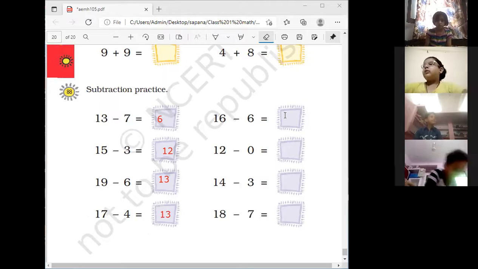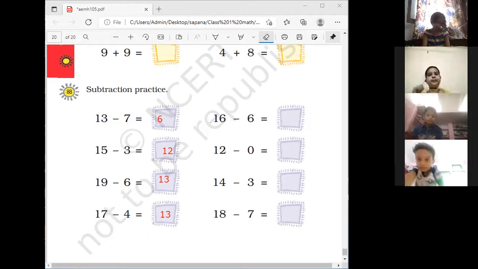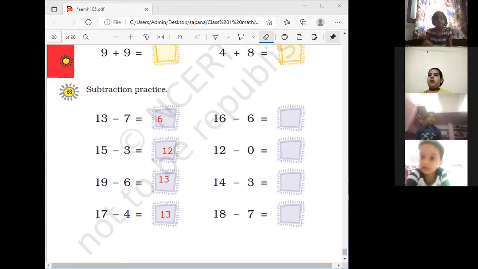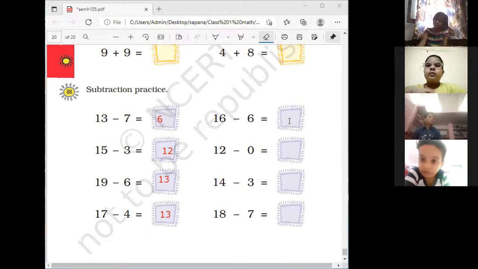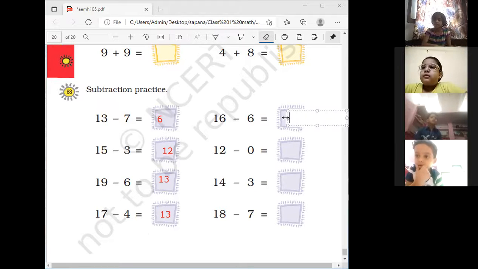Next is 16 minus 6. Akshitam, give me the answer. 16 minus 6 is equal to. Yes, Akshitam, give me the answer. 16 minus 6 is equal to 10.